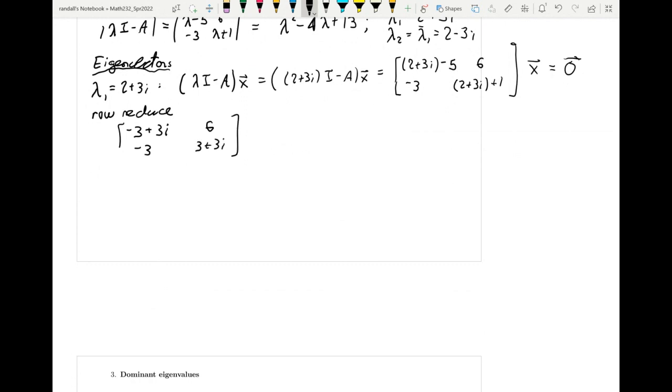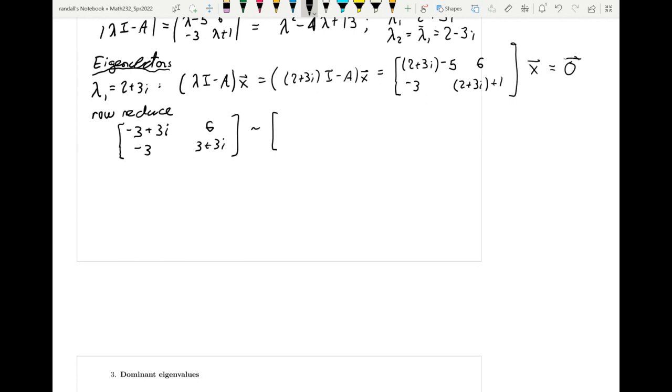Notice when we have a complex eigenvalue, we're now looking at a matrix that has complex entries, which is not what we've been studying in this course, and it's not something we will study, but we're just using it here to be able to compute these complex eigenvectors, because those complex eigenvectors do have a role in the situation when you have complex eigenvalues. All right, so let's row reduce this.